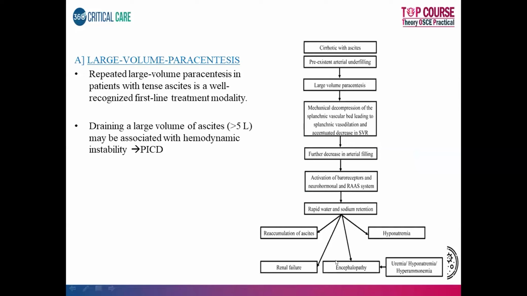Okay, so if you come to the pathogenesis of this, in cirrhotic patients who have ascites, there is already a pre-existing arterial underfilling. In such patients, if you do a large volume paracentesis, what happens? There will be some mechanical decompression of the splanchnic vascular bed, which leads to splanchnic vasodilatation and an accentuated decrease in the systemic vascular resistance. So there will be a further decrease in the arterial filling, leading to the activation of the baroreceptors as well as the RAS system.